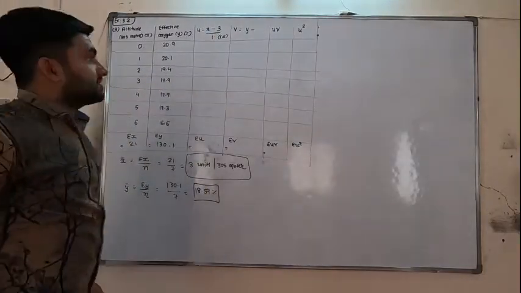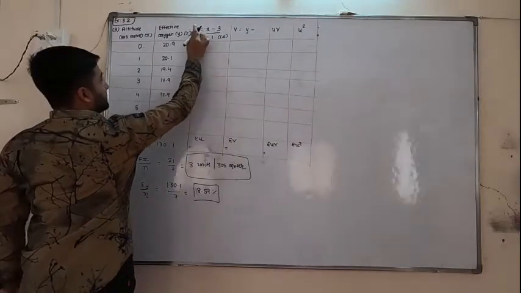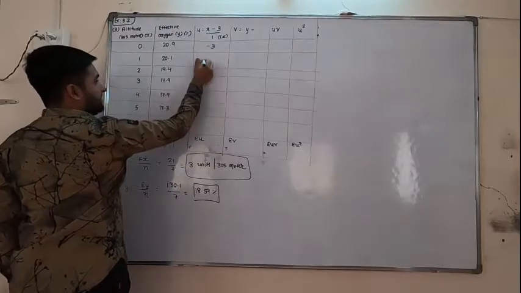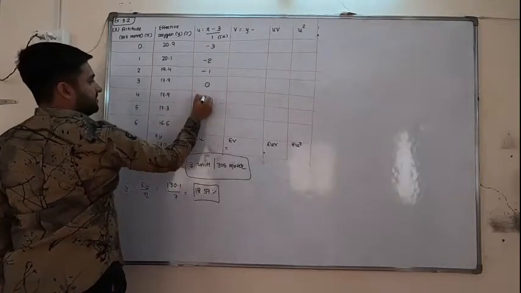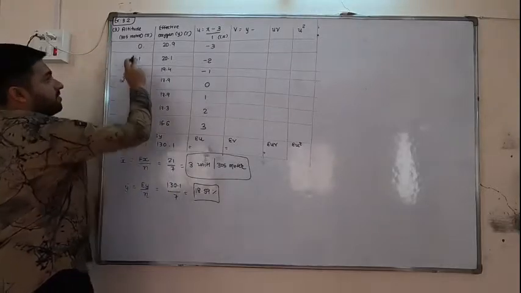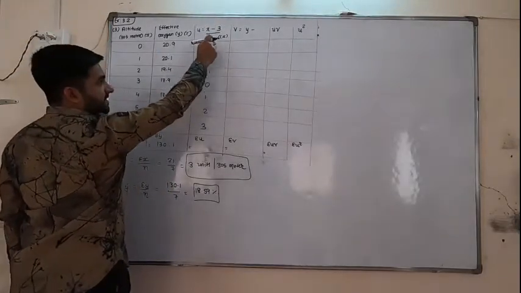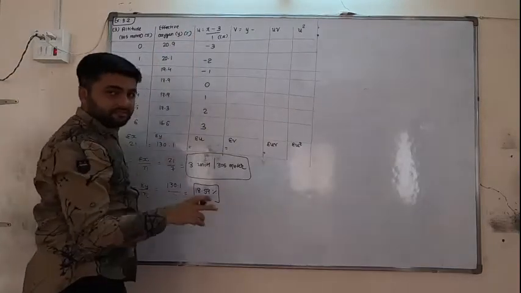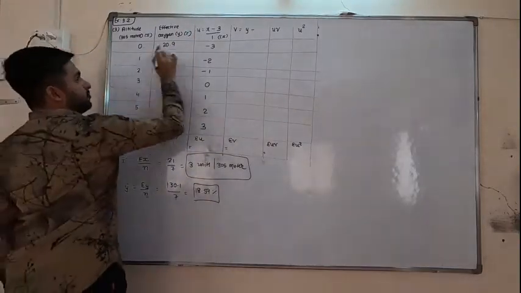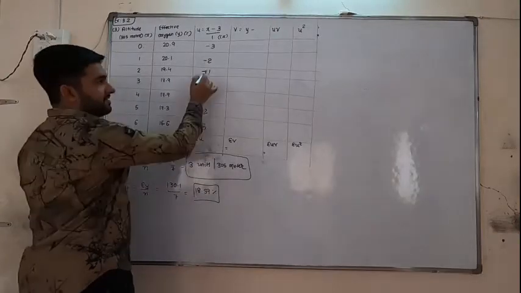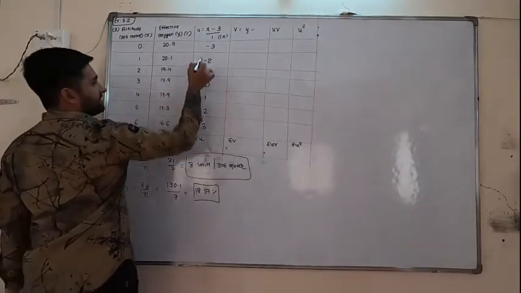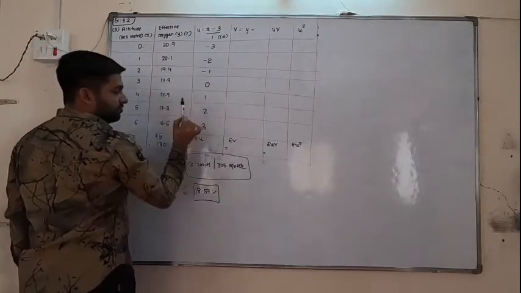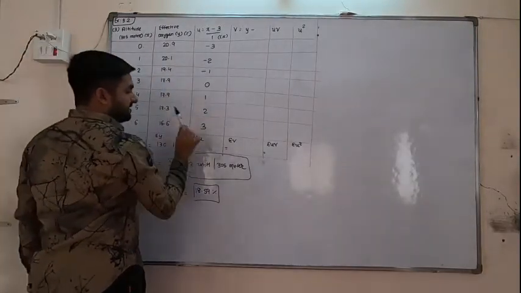This is Cx. Okay? 0 minus 3 by 1. So 0 minus 3 is minus 3. Then minus 2, minus 1, 0, 1, 2, 3. See how? 0 minus 3, minus 3 by 1. So 1 minus 3 by 1 is minus 3? No: 1 minus 3 is minus 2, minus 2 by 1 is minus 2. 2 minus 3 is minus 1, minus 1 by 1 is minus 1. 3 minus 3 is 0, 4 minus 3 is 1 by 1 is 1, 5 minus 3 is 2, 2 by 1 is 2, 6 minus 3 is 3, 3 by 1.